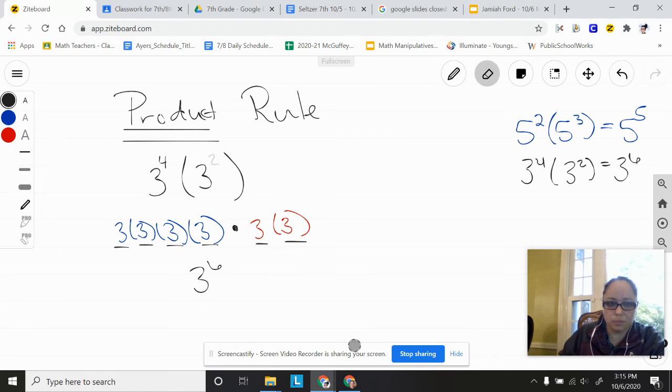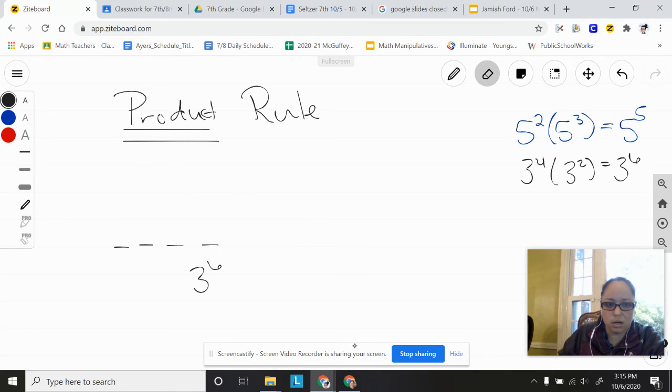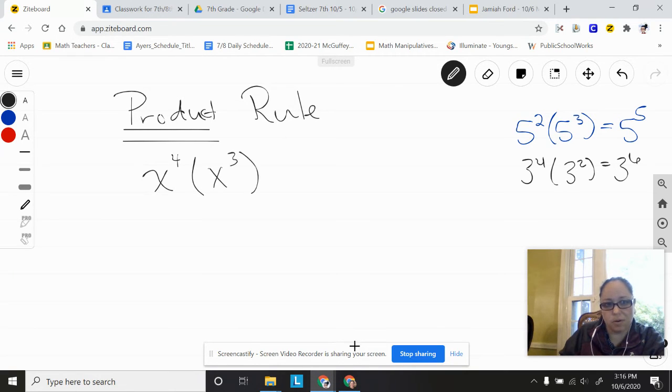Well, what happens, I'm going to erase this again, when our base is a variable. What I mean by the base being a variable is I might have something like x to the fourth power being multiplied by x to the third power. Well, now the base, this part of it, is a variable. It's not a constant. It's not a number. So I'm going to do the exact same process.